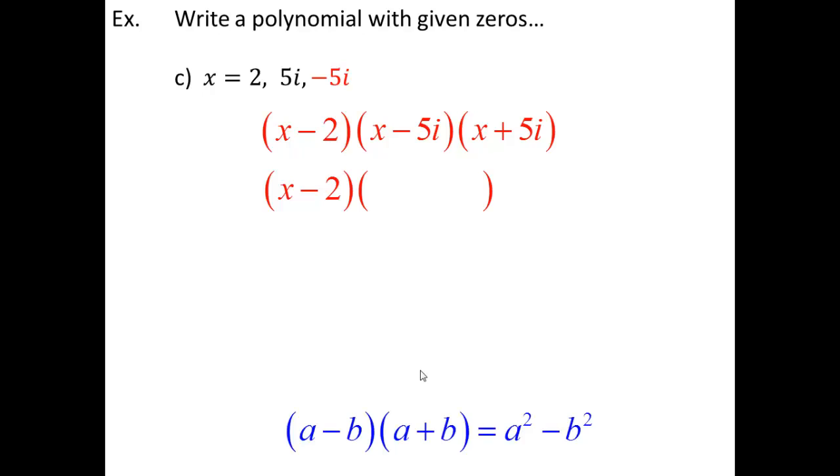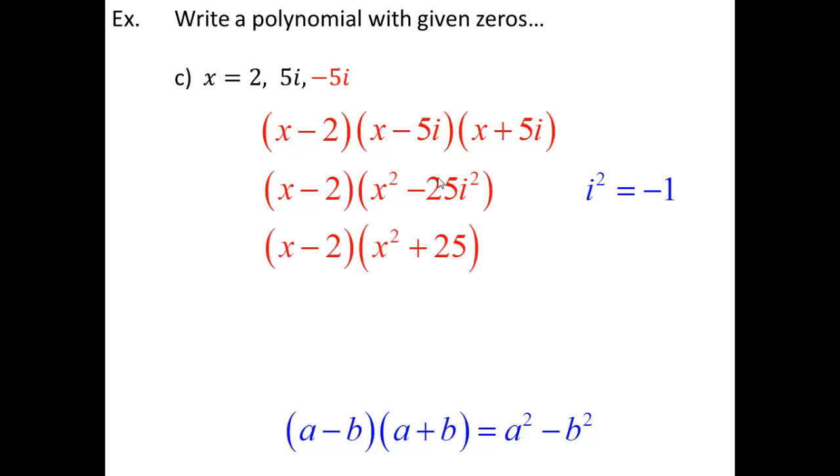Remember, we still have that same rule, a minus b times a plus b is still a squared minus b squared. So the a value is x, so x squared is just x squared. And then the b value, 5i. Well, 5i squared really means 5 squared i squared, so that would be 25i squared. Now remember, i itself is the square root of -1, so i squared, if I square a root, cancels itself out. i squared is just negative 1. So that means I can replace that i squared with negative 1, multiply it times negative 25, and get positive 25.